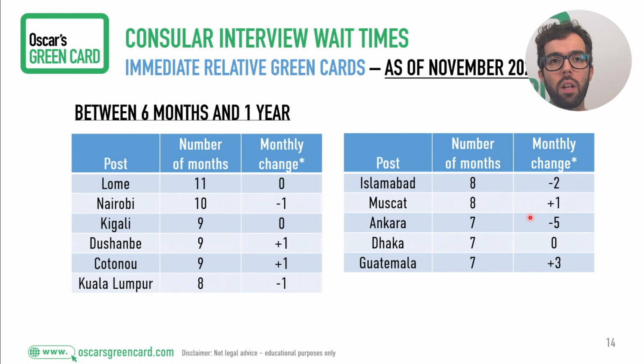Between 6 months and 1 year, we have Lome, 11 months, Nairobi, 10 months, Kigali, Dushanbe, and Cotonou, 9 months each, Kuala Lumpur, Islamabad, and Muscat, 8 months each, and Ankara, Dhaka, and Guatemala City, 7 months each. Note that Ankara also in this category gets better by 5 months, but Guatemala City is slowing down 3 months more than the previous report.